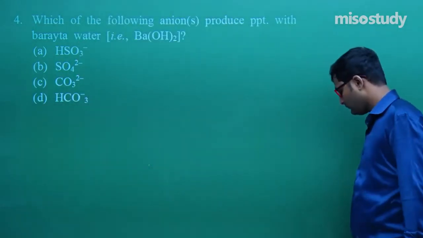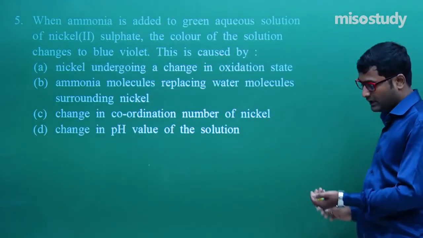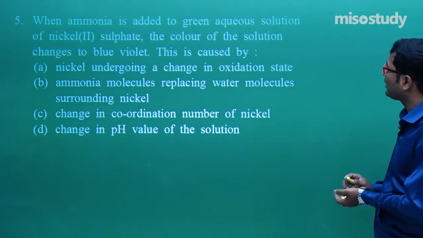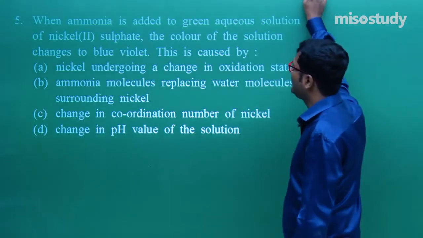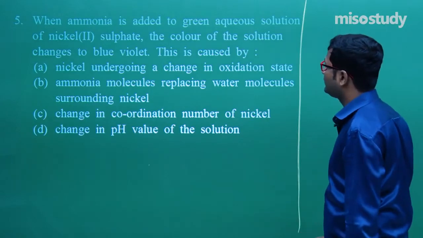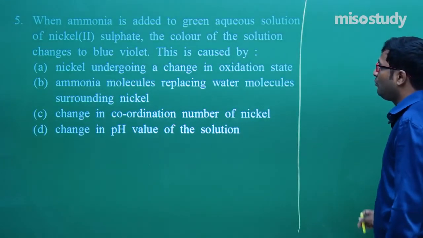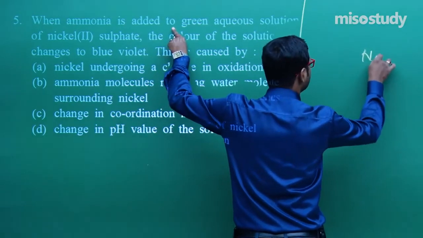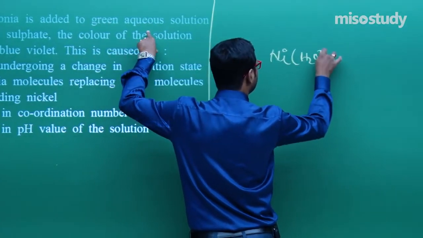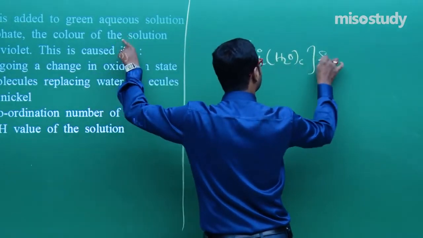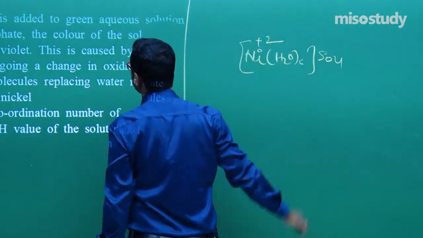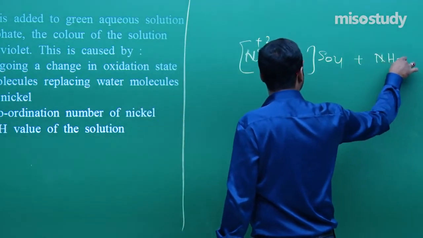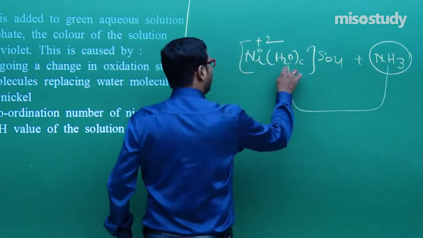Now let's move to the next one. Look at the question. When ammonia is added to a green aqueous solution of nickel(II) sulfate, the color of the solution changes to blue-violet. What is it when ammonia is added? That is definitely nickel(II) sulfate, that is [Ni(H2O)6]SO4, where nickel is in the +2 oxidation state. When ammonia is added, then what will happen? It's simple that this ammonia will replace the water.